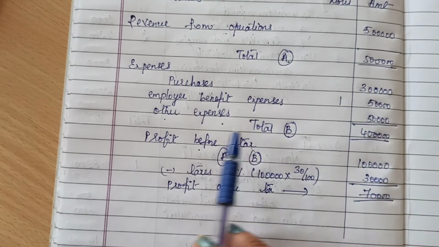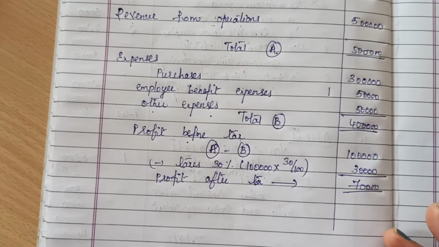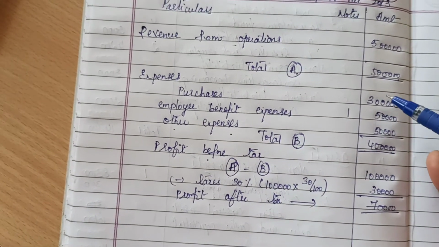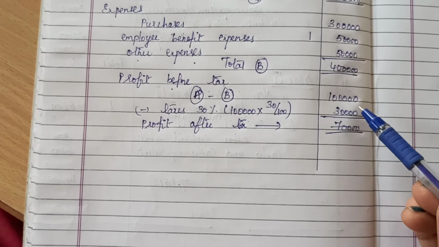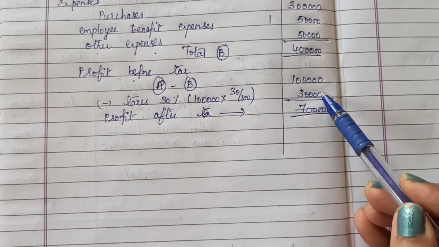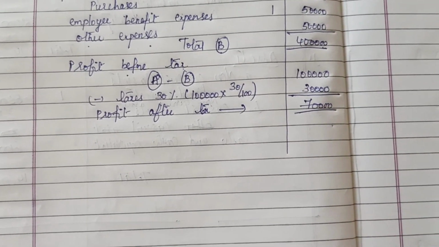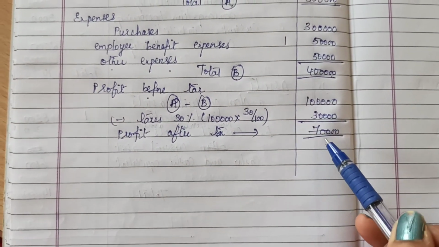Then purchases as it is, and we have other expenses, where we took rent, that 50,000, which we have taken here. So the total amount is here. Then we subtract A minus B, and we will get the remaining amount. From that you subtract your taxes here. When the taxes are subtracted, we will get the remaining amount. That remaining amount will be called the profit after tax. This is your answer.